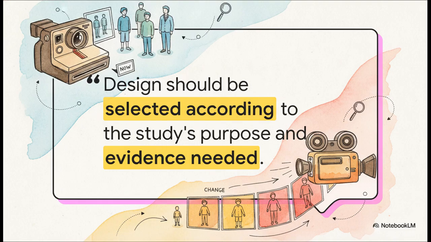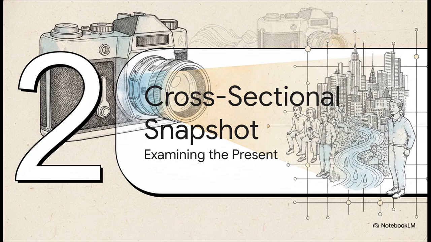If you want to describe a present condition or figure out what is happening right this second, you grab your camera for a snapshot. But if you want to examine change, growth, or decline over a span of time, you have to grab your video camera. It's that simple. So, Section 2, the cross-sectional snapshot, examining the present.